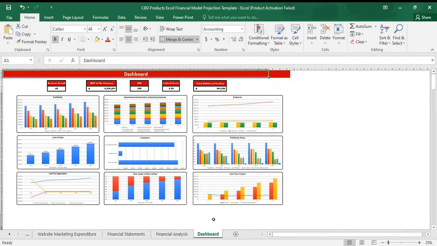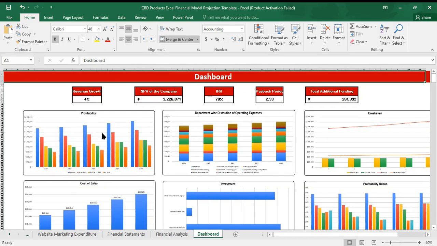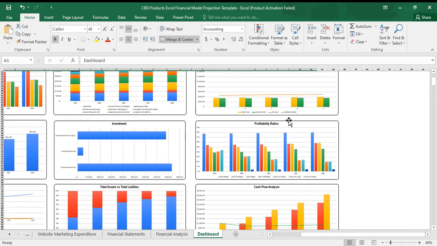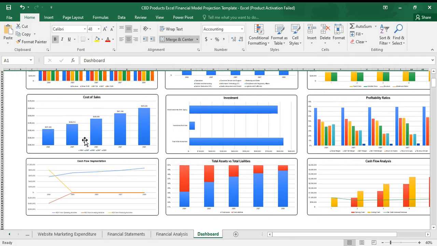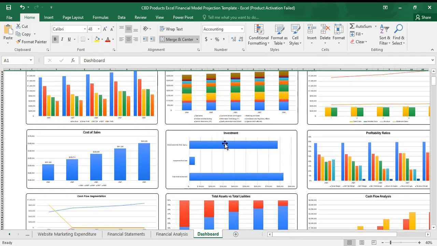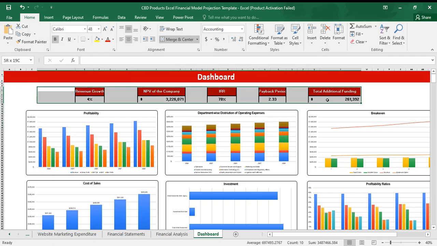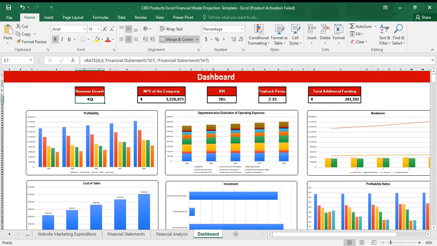Last is the dashboard. Here we have included graphs to represent the financials of the business, which we have calculated in the previous sheets. Now these include your profitability in dollars, we have profitability in ratios, we have a break-even analysis graph, we have cash flow segmentation, a cash flow analysis graph, an assets versus liabilities graph, we have an operating expenses graph, distributed department-wise for each year, and also we have included a scorecard to highlight the major financials of the business. These include your revenue growth, IRR, NPV, and so on.